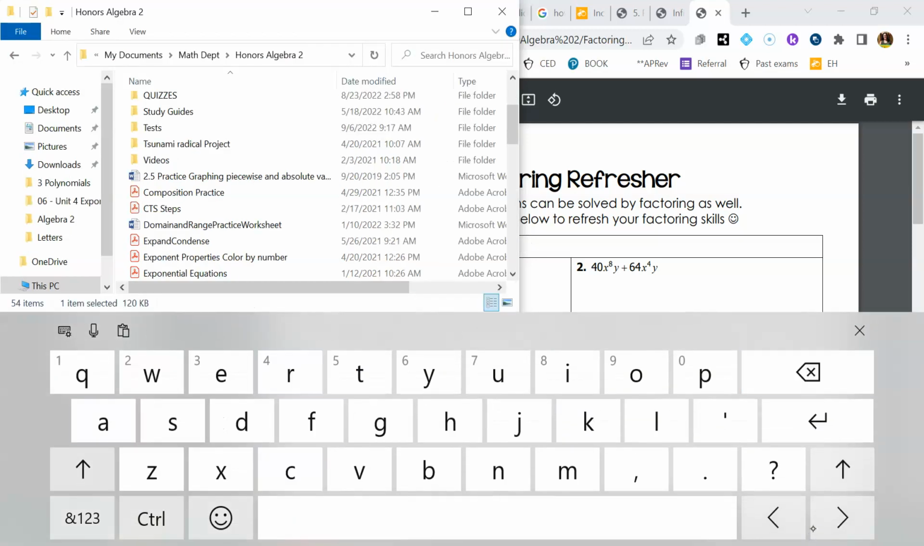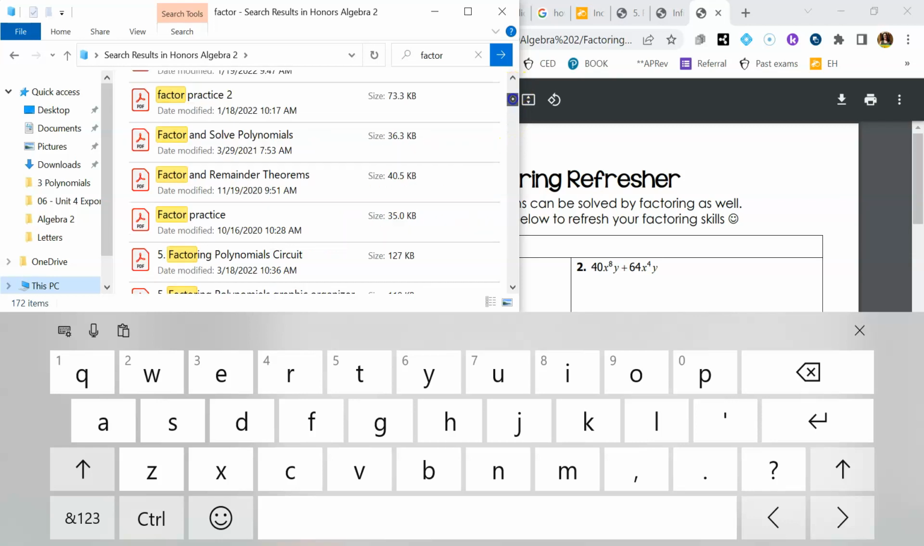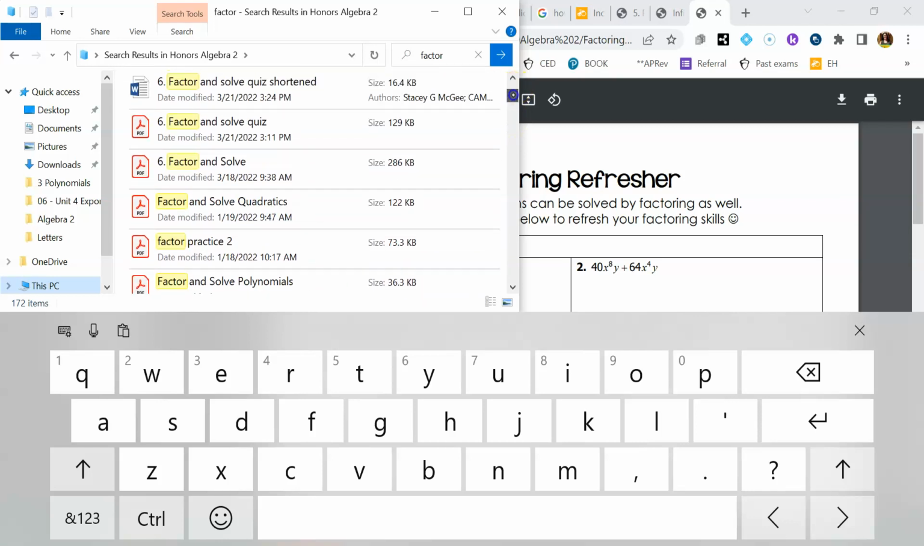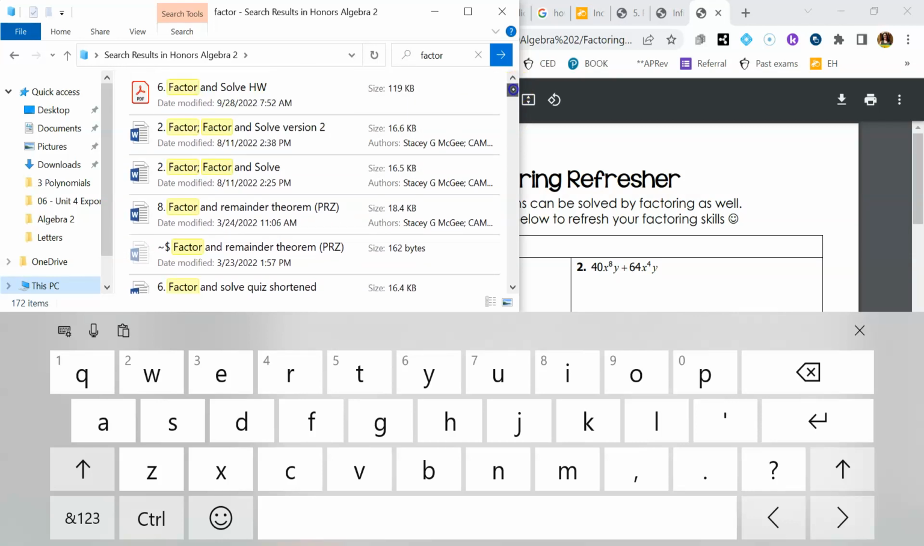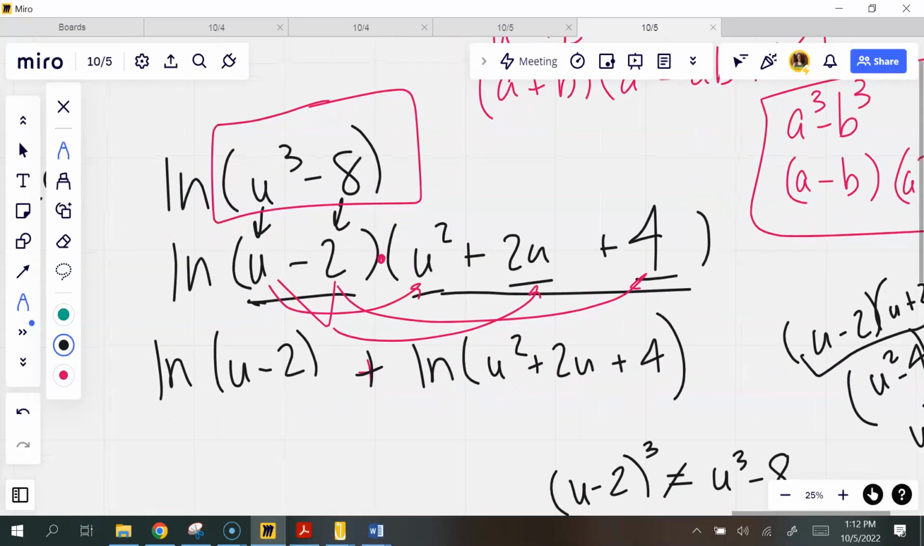Let me search my algebra. We did this in algebra 2. I'll have to run you a copy of the patterns from algebra 2. But this is an algebra 2 pattern.